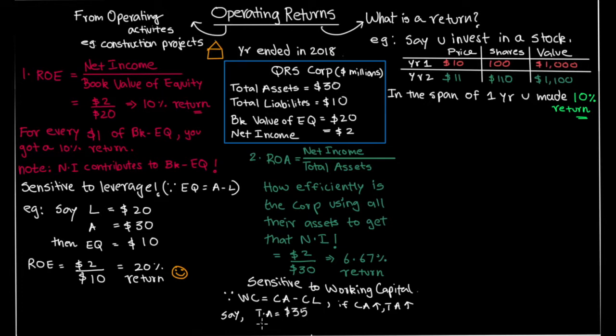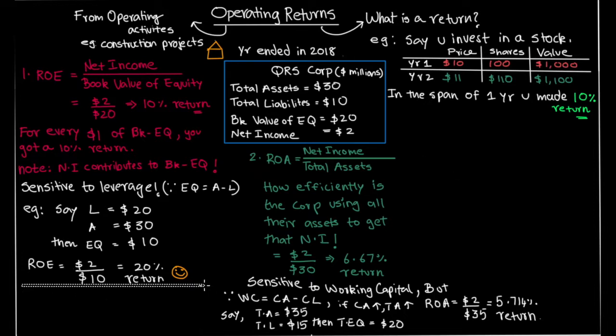So let's say the total assets has increased to $35 million and the total liability has also increased to about $15 million. But this will leave us with the same $20 million in equity. So the return on equity in this scenario does not change. It remains the same 10%, but the return on assets changes to 5.714%. So that's the return we get. The return is a little bit lower than the previous return. So this tells us, okay, this is sensitive to the working capital.